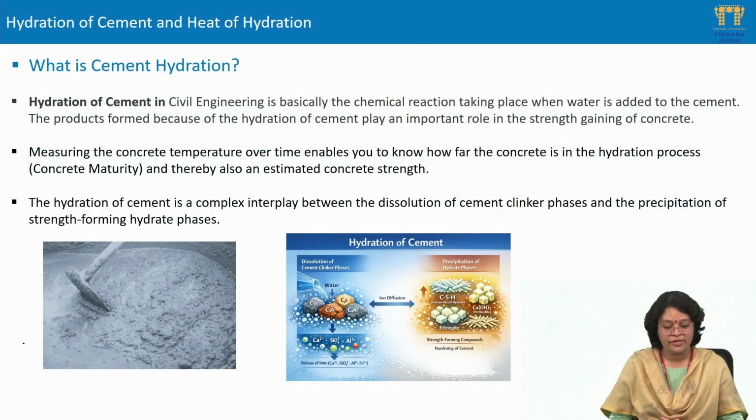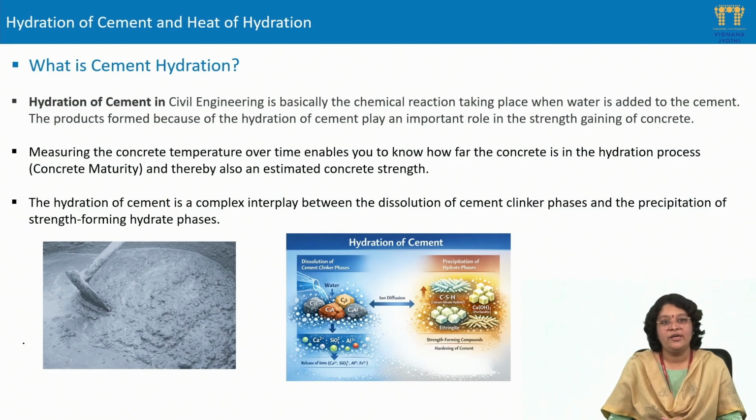Today I welcome you all to the lecture on the hydration of cement and the heat of hydration. So what is cement hydration? Hydration means a chemical reaction that takes place when water is added to the cement. When water is added to the cement, the compounds present in the cement, which are C3S, C2S, C4AF and C3A, react with water individually and result in the formation of the hydration compounds. This whole process involved when water is added to the cement is known as cement hydration.